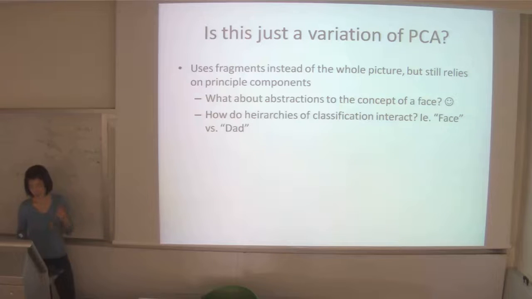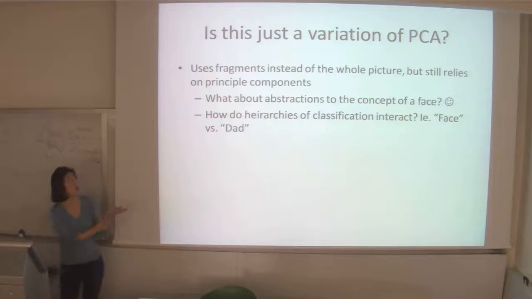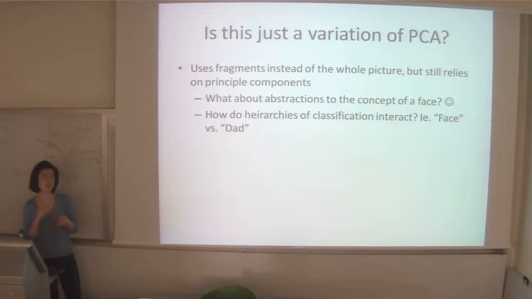And then my question is, is this just a variation of principal component analysis? Because it just uses fragments instead of a whole picture, but it still relies on this concept of principal components and, like Udi said, building blocks. But because our face, or our human brain and other brains, are not linear, do we really have these building blocks? Or do we do some sort of more complicated parallel processing that doesn't require building blocks? And this is a question that I think hasn't really been addressed in the visual literature as of yet.